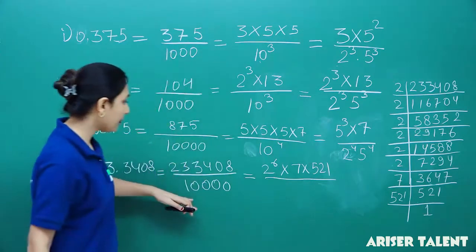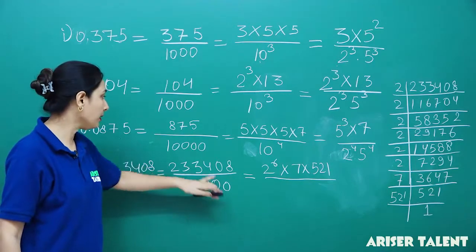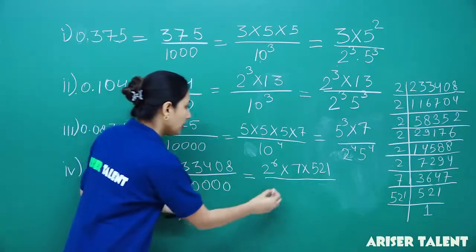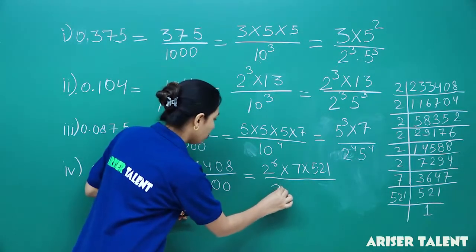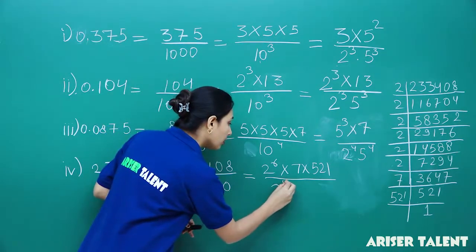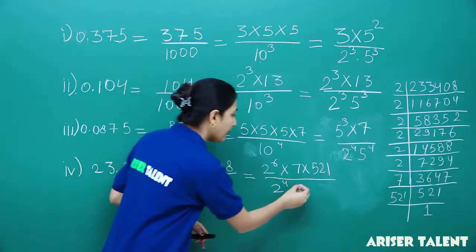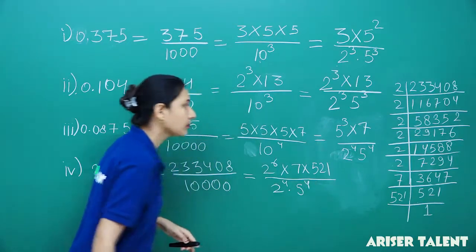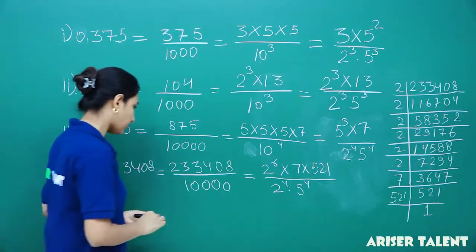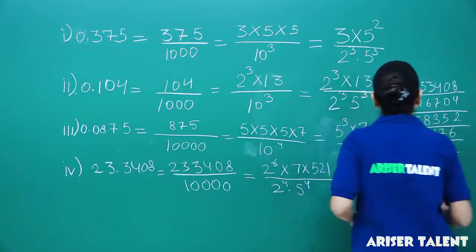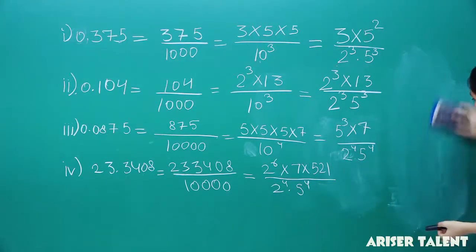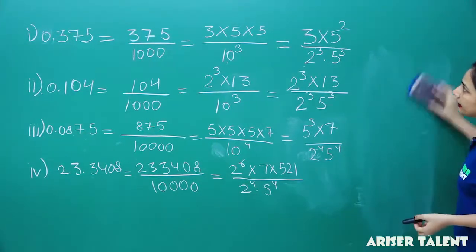Now, factorization of 10,000 will be, we can see the pattern here, 2 raised to power 4 and 5 raised to power 4, right? Now, you are seeing something.